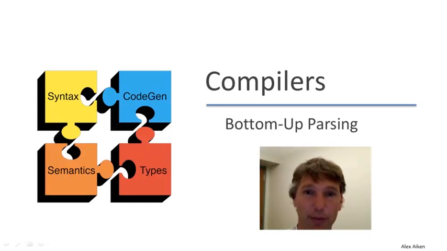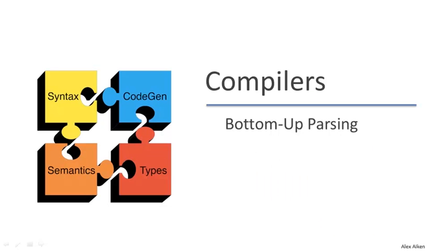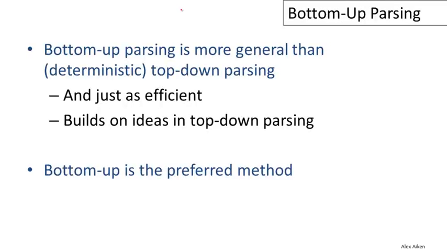This is the first of what will be a considerable sequence of videos on bottom-up parsing. The first thing to know is that bottom-up parsing is more general than deterministic top-down parsing. Recall we talked about recursive descent, which is a completely general parsing algorithm but requires backtracking. Now we're focused on deterministic techniques, and we talked about LL1 or predictive parsing last time, and now we're going to shift gears and talk about bottom-up parsing.